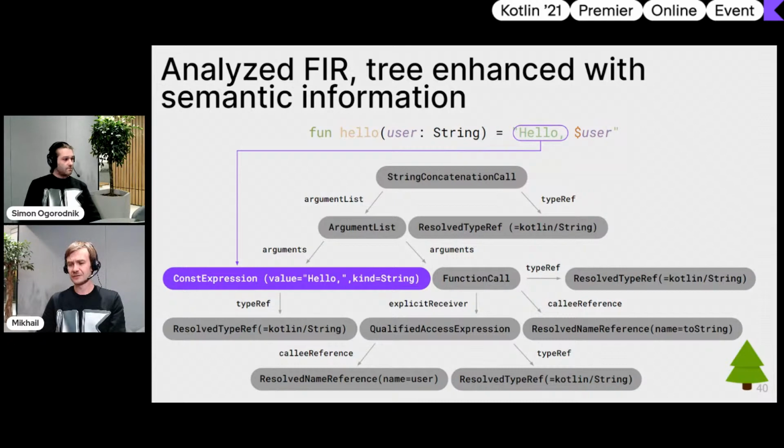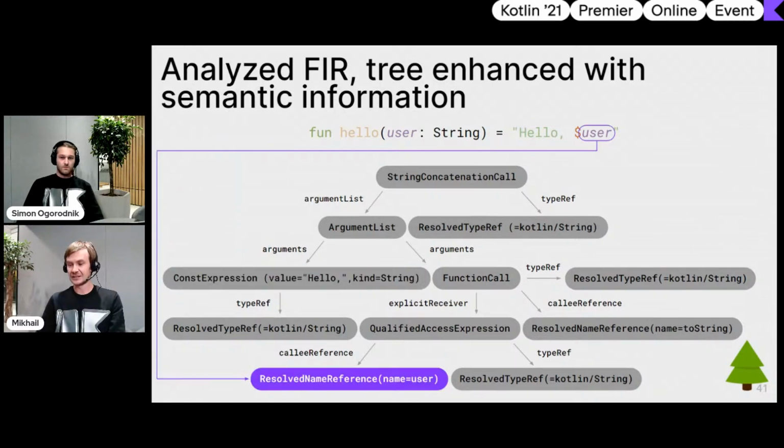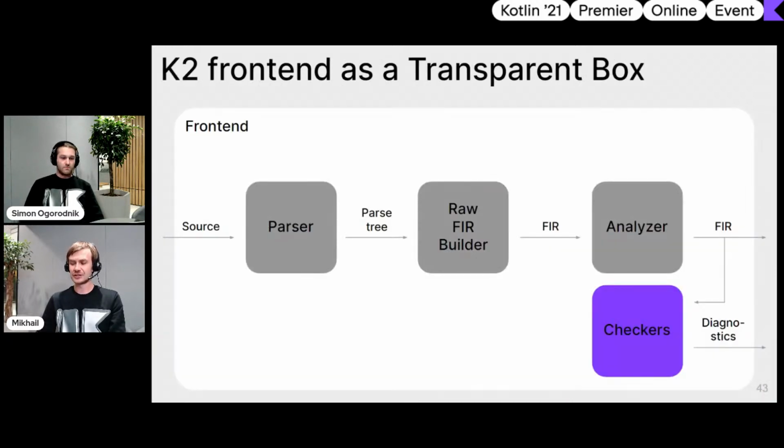For a function body, we have some other examples. For example, the constant expression hello, comma, which is a part of the string template, also has a type of string. The user named reference is resolved to a value parameter. After the analyzer finishes and semantics is extracted, so-called checkers are run. Checkers check front-end IR for errors or warnings, and if necessary, they generate some diagnostics. Only after checkers finish their work, the backend can run. Because otherwise, if the backend is run on erroneous code, it can finish with some exceptions or so.